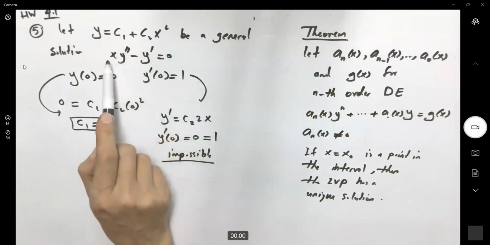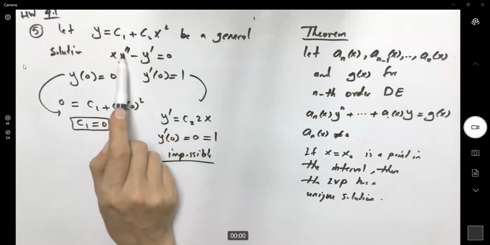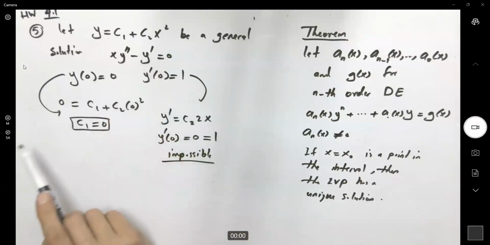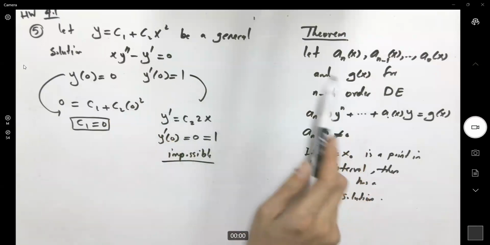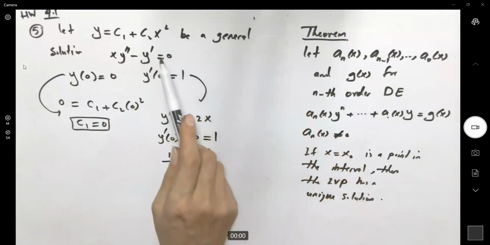So let's take a look at this question. It says you have x times the second derivative of y minus y prime equal to 0. Are any conditions for the theorem violated here?